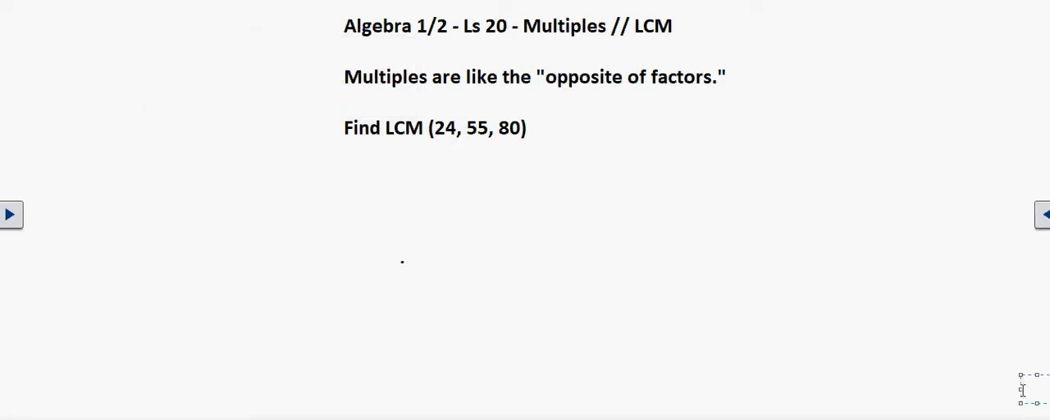Algebra Half Lesson 20 is called Multiples and Least Common Multiples, or as we like to call it, LCM. This lesson is basically the opposite pair to our lesson on greatest common factors.